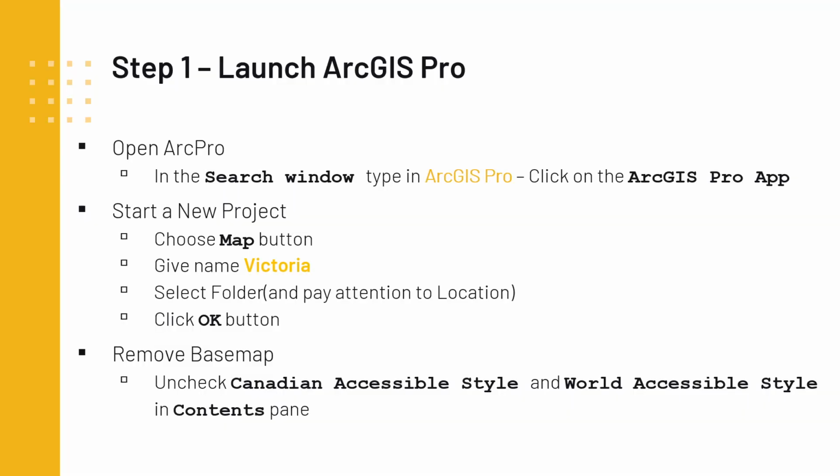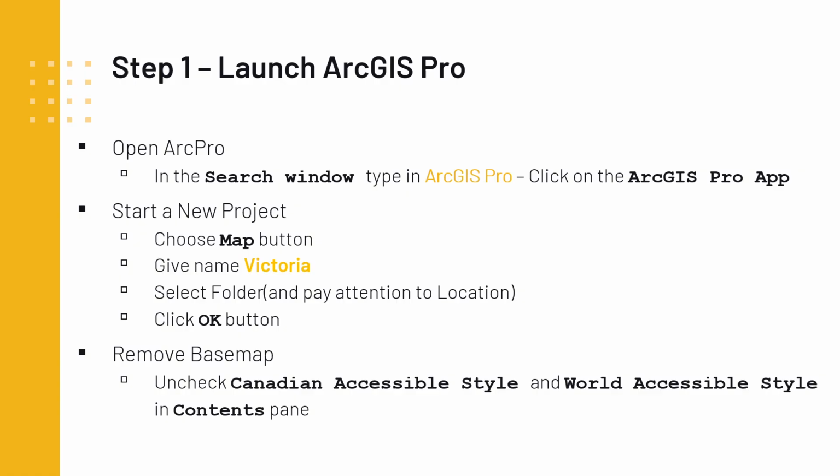We're going to start by launching ArcGIS Pro. To do this, you're going to go to your search window near the bottom of your screen, and it's next to the Windows icon, and you're going to type in ArcGIS Pro. You should see the ArcGIS Pro app appear. You're going to click on that to get it started.